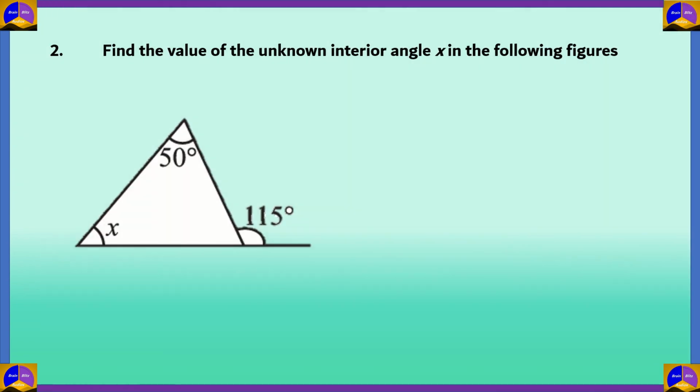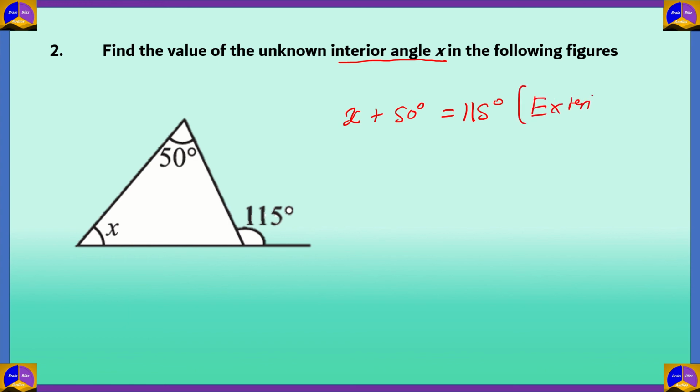Find the value of the unknown interior angle x in the following figures. For these questions, we have to apply the same exterior angle property, and we have to change the formula a bit. I'll show you. 115 degrees is the exterior angle, and 50 degrees and x are the interior opposite angles. So x plus 50 degrees is equal to 115 degrees.